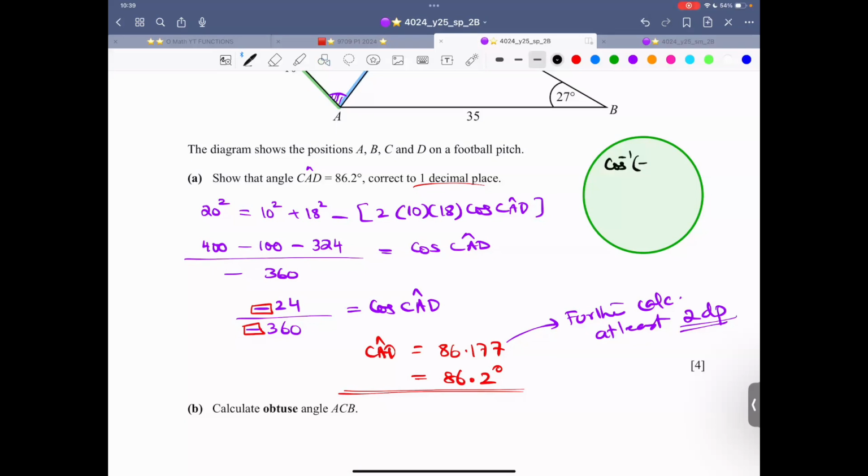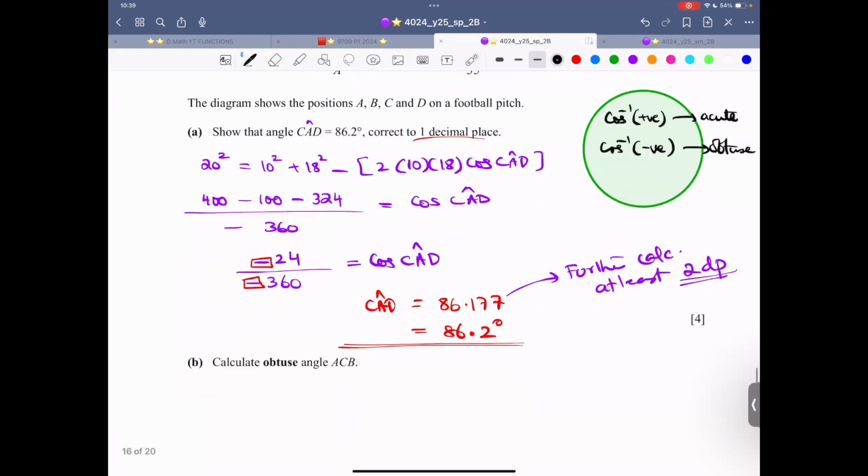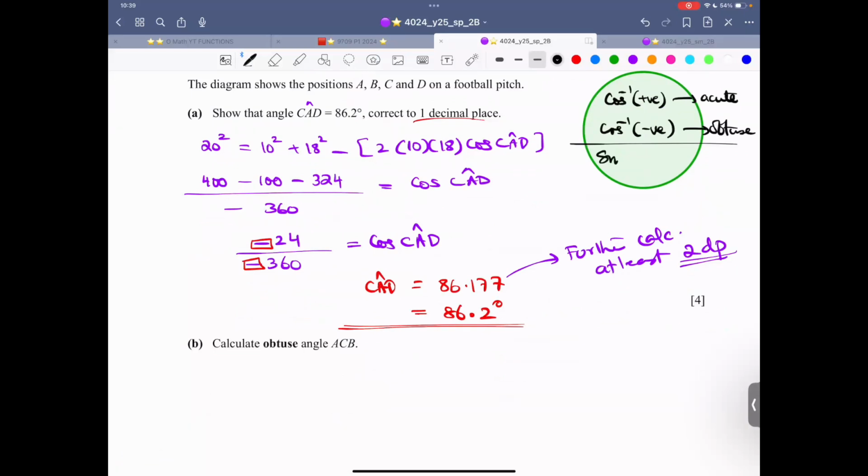Cosine inverse of a positive value will give me an acute angle, and cosine inverse of a negative value will give me an obtuse angle, for O-level maths purposes. Sine inverse of a positive value will give me an acute angle. But sine inverse of a negative value will also give me an acute angle. Actually, sine of an obtuse angle is also positive. So it will be used on the next page.